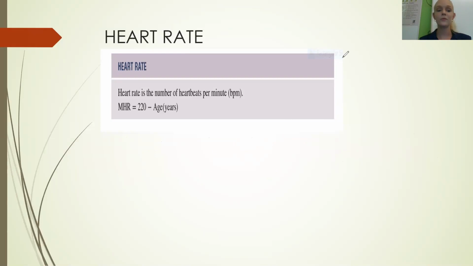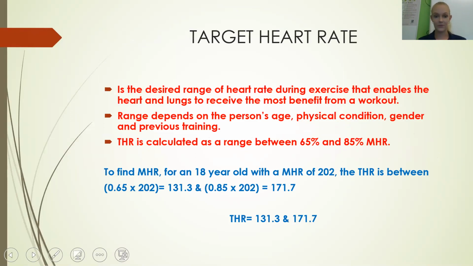So what else can we do with heart rates? We can calculate our target heart rate. So this is the desired range of heart rate during exercise that enables the heart and lungs to receive the most benefit from a workout. This has to do with the oxygen and carbon dioxide saturation inside our bloodstream, okay? This range depends on the person's age, physical condition, gender, and previous training.